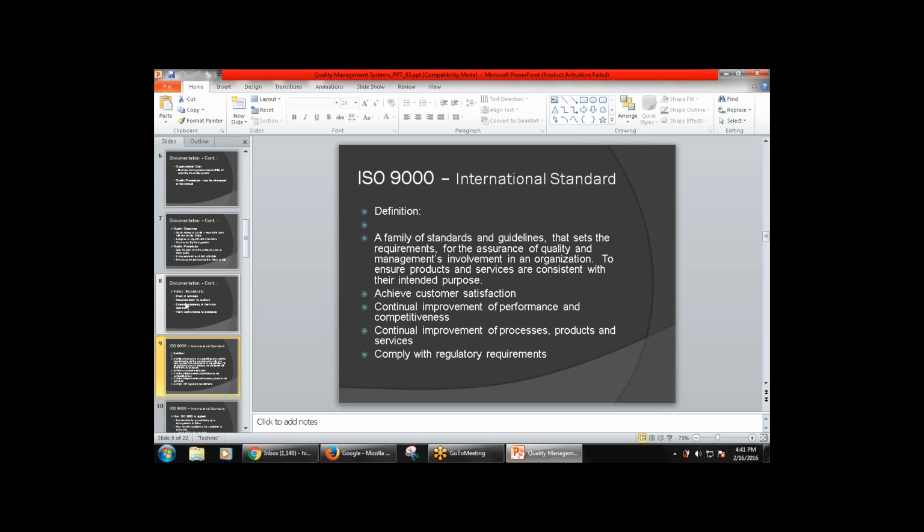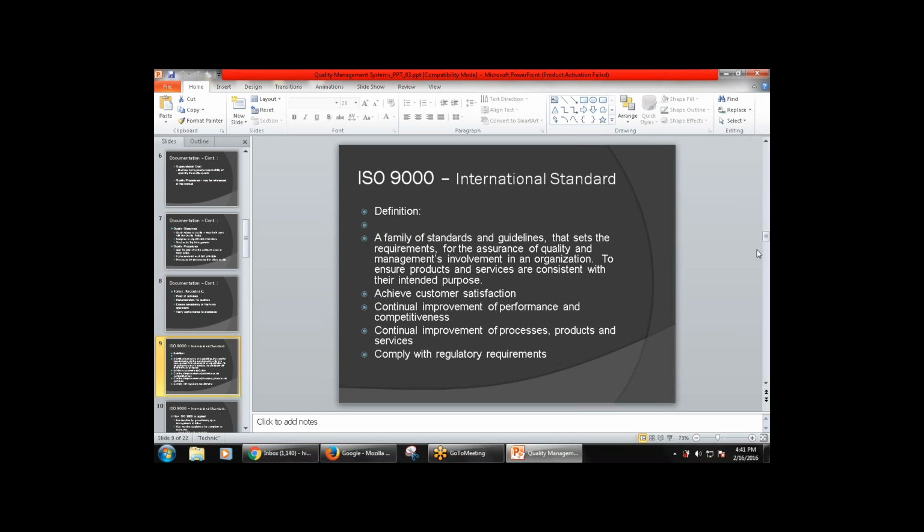Now, this is one of the important parts, that is what is ISO 9000. That is, what is the ISO 9000, that is International Standard Organization. So this is a definition that is given. So ISO 9000 is a family of standards and guidance that sets the requirements for the assurance of the quality and the management involvement.